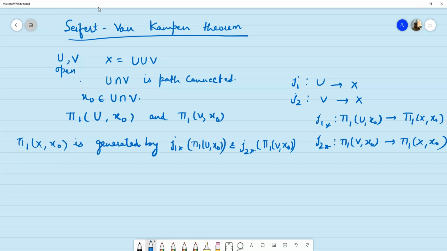Now in this section, in this theorem, the Seifert-Van Kampen theorem, we will prove that pi1 X x naught is completely determined by these two groups and the third group, pi1 of U intersection V x naught, and various homomorphisms of these groups which are induced by inclusion maps. So firstly we state the Seifert-Van Kampen theorem.